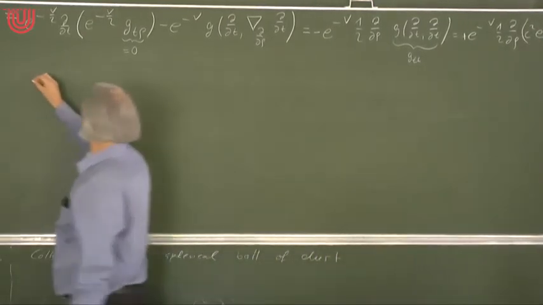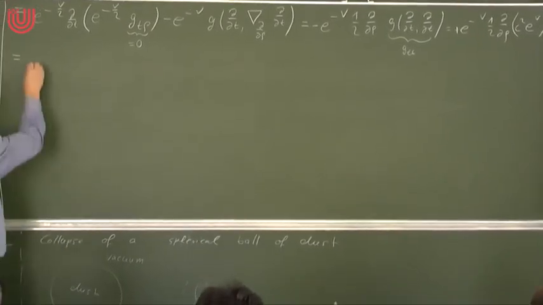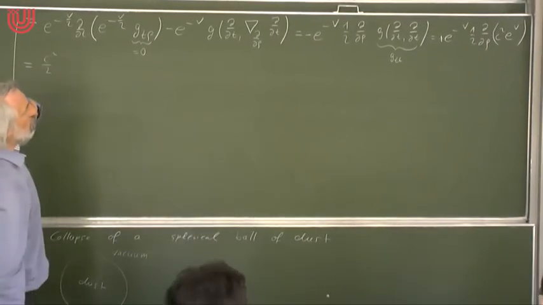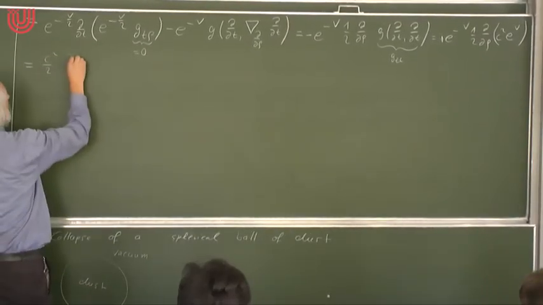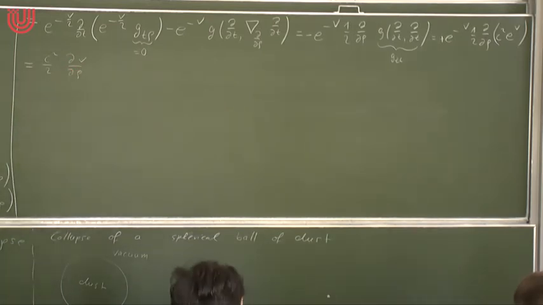Okay, can we simplify it a little bit? This gives c squared half. The e to the minus nu and e to the nu cancel, and I have just d nu by d rho. And on the other side of the equation, I have a 0. And that's what I wanted to prove: that nu must be independent of rho. So this was this little proof.